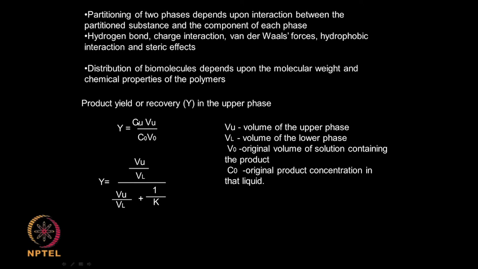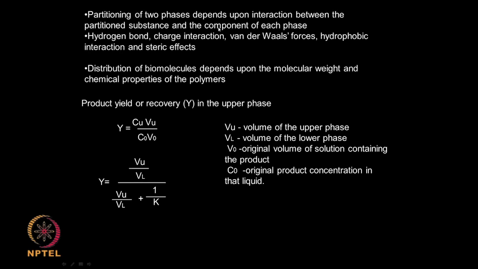So, if I know the partition coefficient, I can decide what should be my ratio of Vu by Vl, what should be the volume of upper phase to lower phase to achieve a certain yield. I want 90% yield, what should be the volume of upper phase and what should be the volume of lower phase, that sort of calculations I can do.